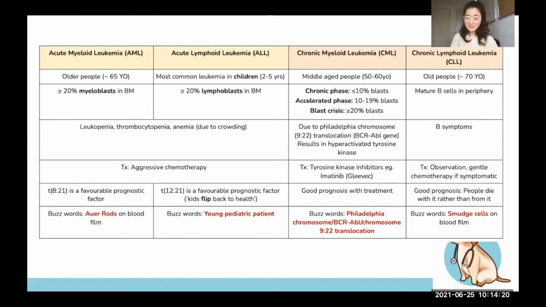If you don't have any symptoms, we'll just leave it. If you do have a bit of symptoms, they'll probably give you a bit of gentle chemotherapy, but that's pretty much it. And the buzzword for that would be smudge cells on the blood film.